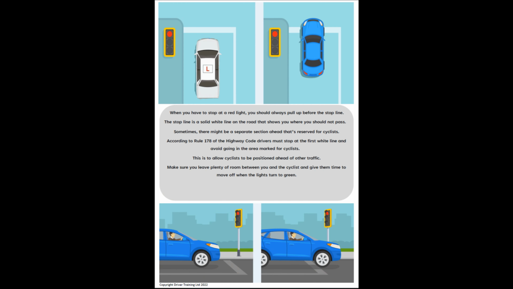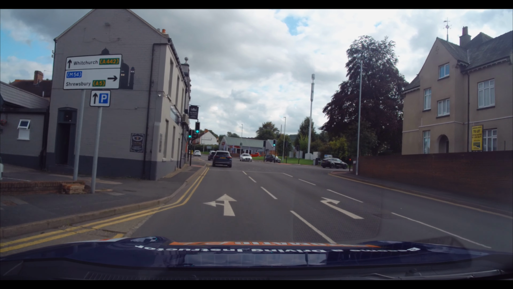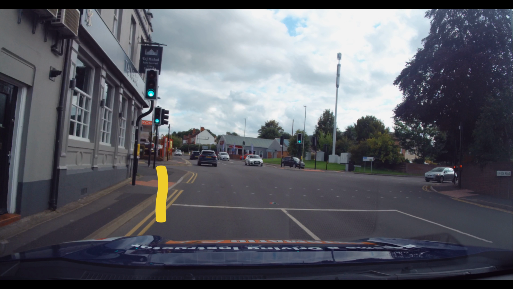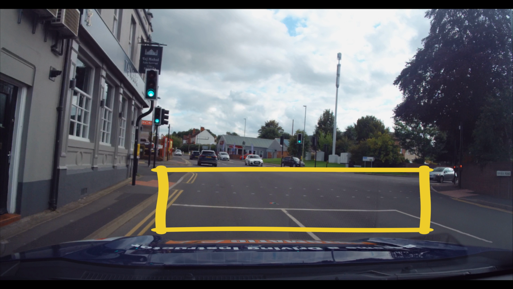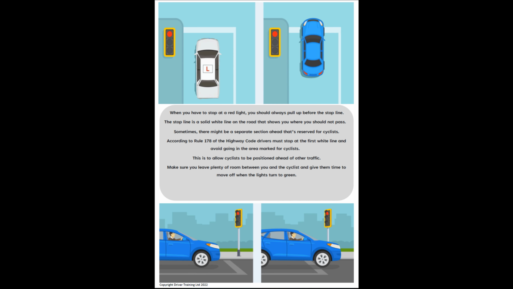Where do we stop? Well, we have to look for the stop line, which is a solid white line, and we need to stop before it, not after it. So as we're approaching the lights, even if they're on green, we want to look for where that stop line is, just in case the lights change and we need to stop quickly. So remember, the stop line is the solid white line across the road, and we need to stop just before that line. We don't want to end up going over it.